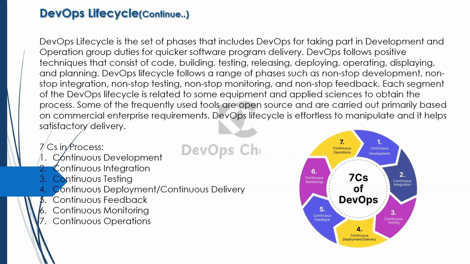So the DevOps lifecycle is a set of phases that includes DevOps for taking part in development and operation group duties for quicker software delivery. Now, while we were discussing DevOps and the traditional difference, we have also seen that there is a plan phase, then a develop phase, then a test phase. So they are also included in this, and they are also the same.